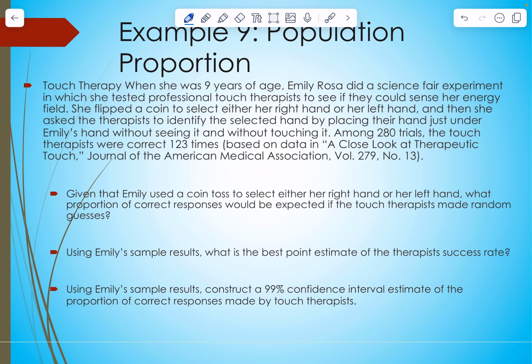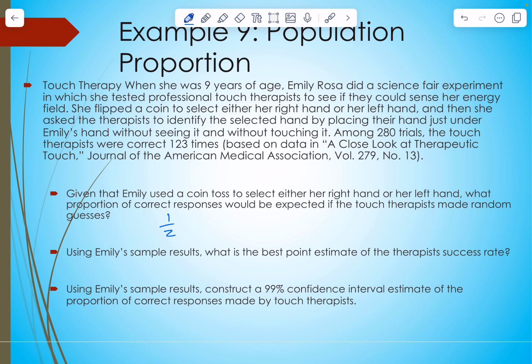Given that Emily used a coin toss to select either her right hand or her left hand, what proportion of correct responses would be expected if the touch therapist made random guesses? Whoops, not 1/5, but 1/2. 1/2 would be expected. If they just made random guesses, they ought to be right, at least as random as the coin was. They should be right half the time.